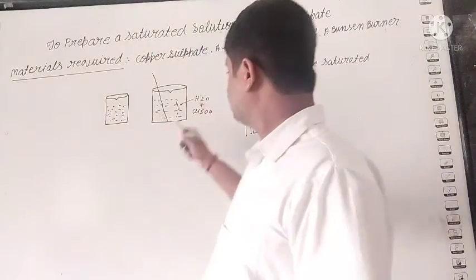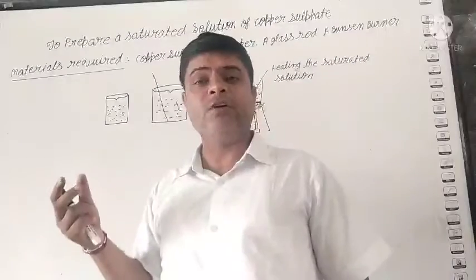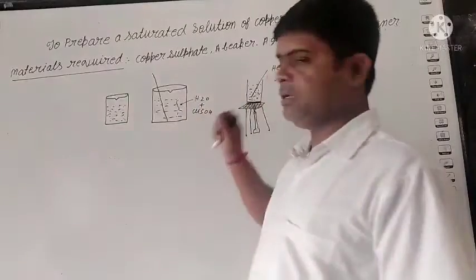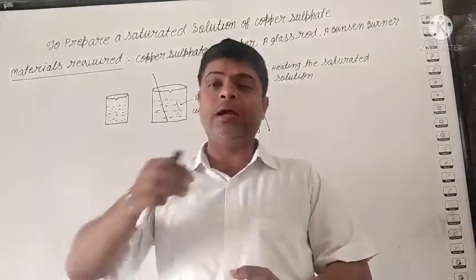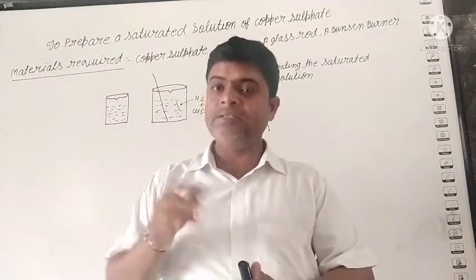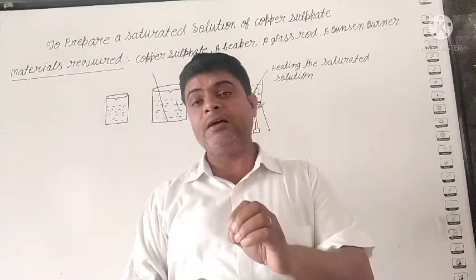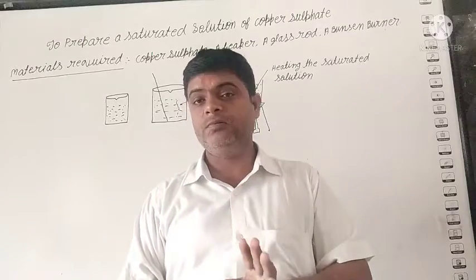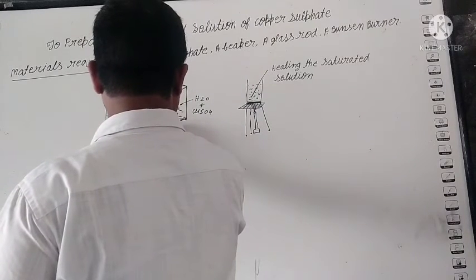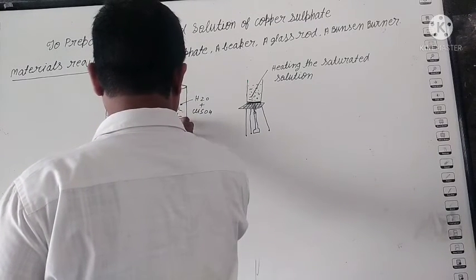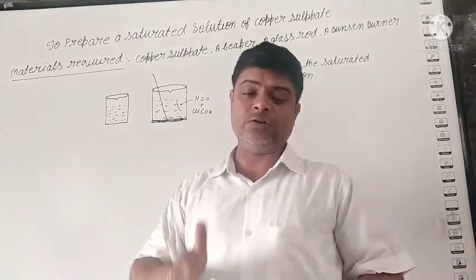After that you take some copper sulfate powder, add it to the water and shake well. When it dissolves, you add some more copper sulfate and shake again. A condition occurs when, on adding copper sulfate, it no longer dissolves and settles on the base. When the copper sulfate starts settling on the base, the solution is known as a saturated solution. Clear?